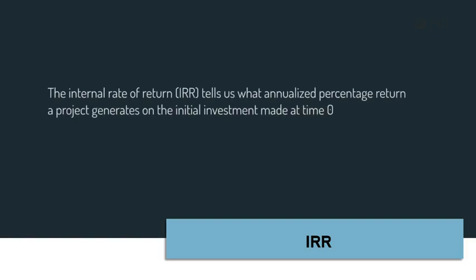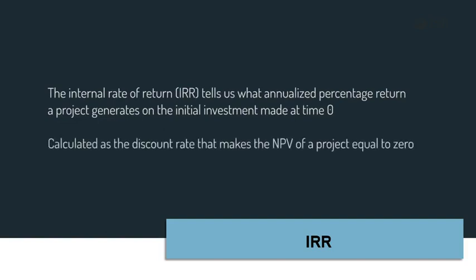The internal rate of return tells us what annualized percentage rate of return a project generates on the initial investment made at time zero. It is calculated as the discount rate that makes the NPV of a project equal to zero.